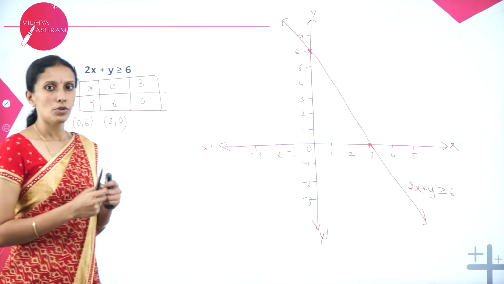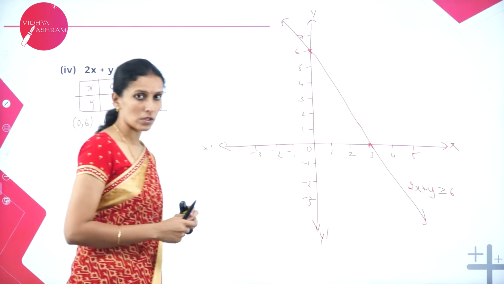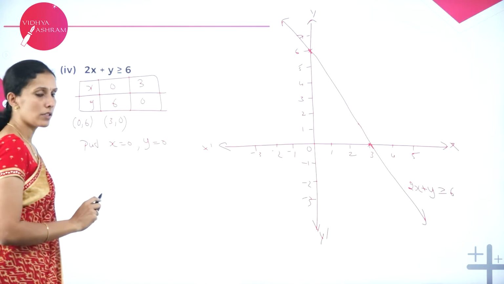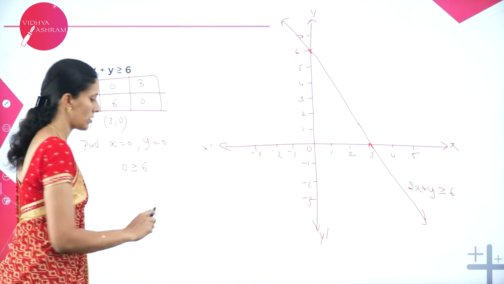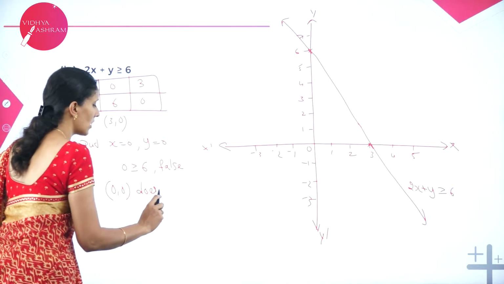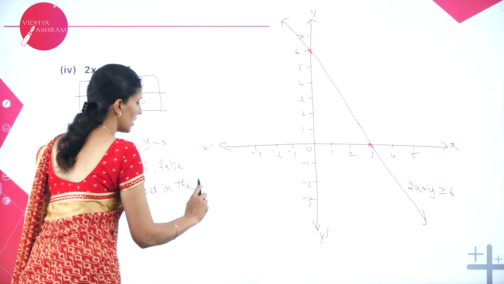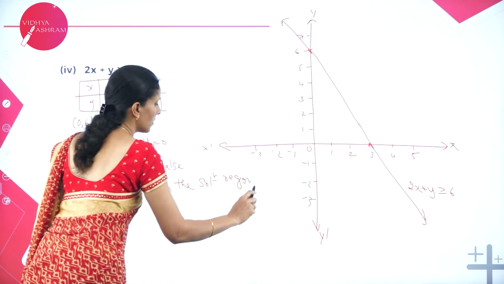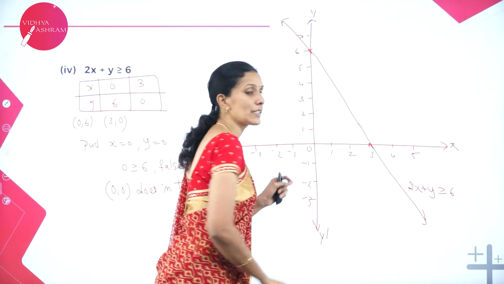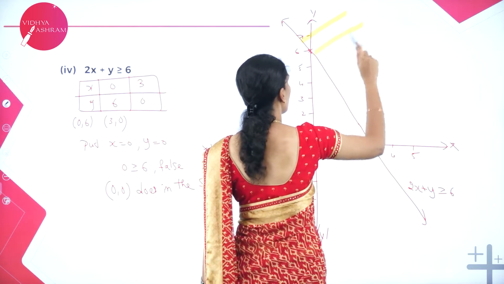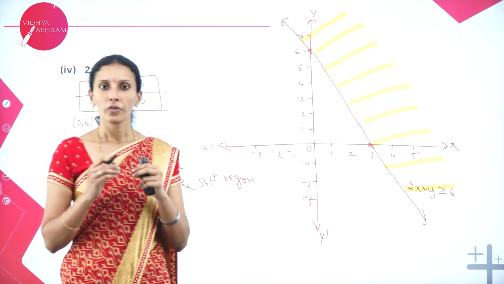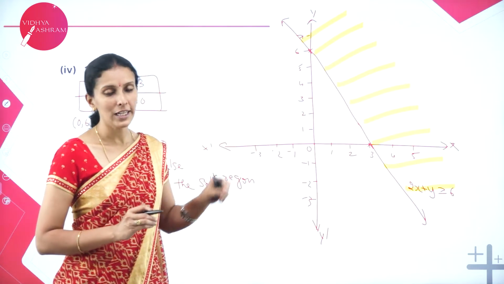Now, which region should we shade, the region above this or the region below this? For that, put x is equal to 0 and y is equal to 0. If you put 0, 0, then 0 greater than or equal to 6 is false. So therefore, 0, 0 does not lie in the solution region. That means we cannot shade the area under this line because it will contain the point 0, 0. So our solution region will be above the line, which does not contain the point 0, 0. So this is how we draw a graph with the solution of a linear inequality.